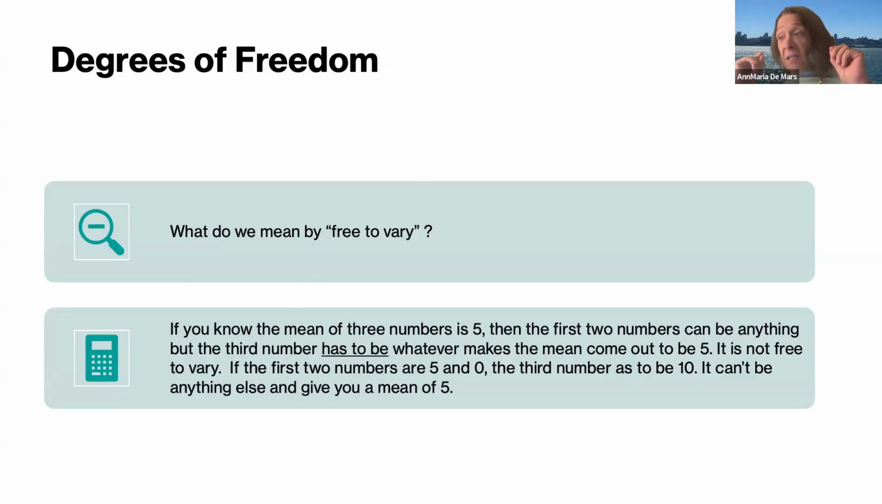Now, degrees of freedom, I'm not going to talk very much about it, but there's a section in your book about it. What do you mean by free to vary? Free of what? Well, if you know the mean of three numbers, say the mean is 5, the first two numbers can be anything, but the third number has to be whatever makes the mean come out to be 5. It's not free to vary. So if the first two numbers are 5 and 0, then the third number has to be 10. It can't be anything else.